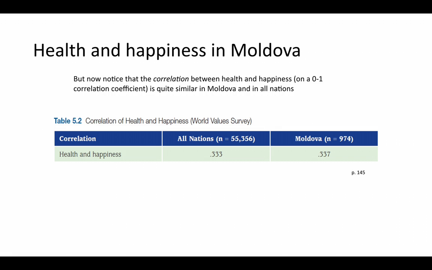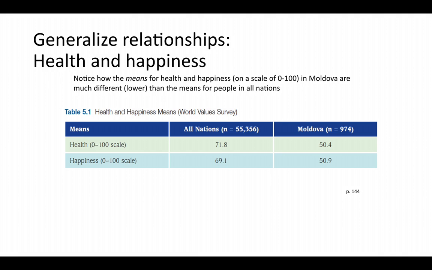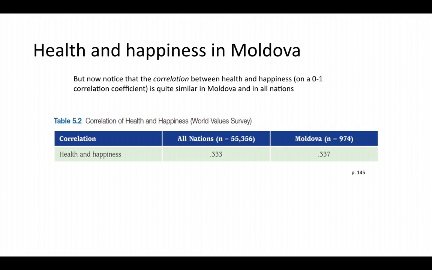Now, in terms of the relationship between health and happiness, we would say Moldova is on average of all the nations. So there's no significant difference between Moldova and all the nations. Don't be fooled by only looking at the absolute mean values. That's why we say the relationship is more generalizable.